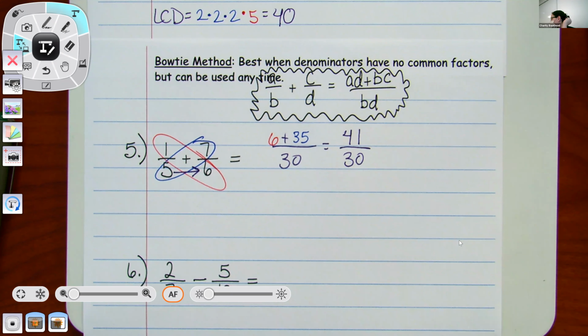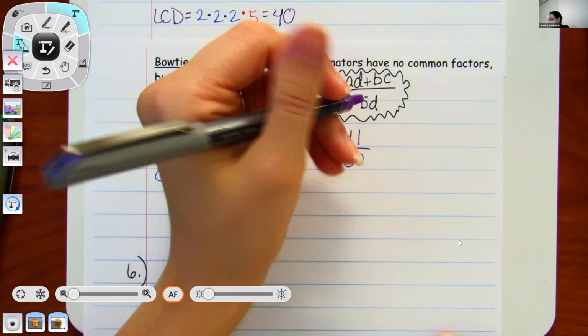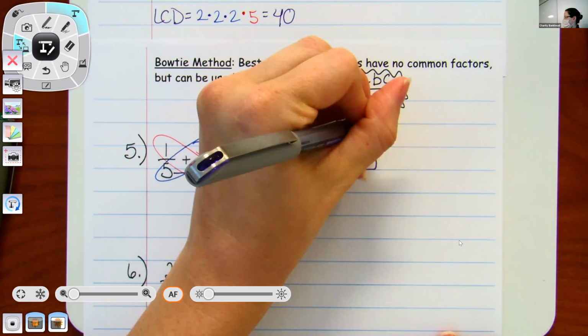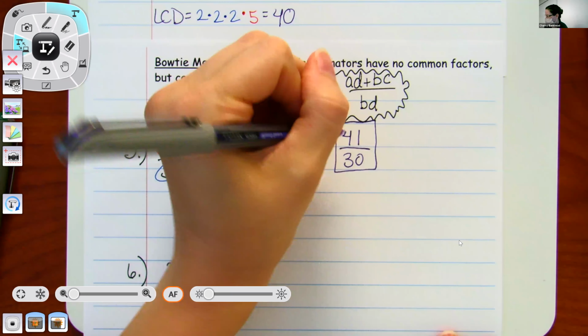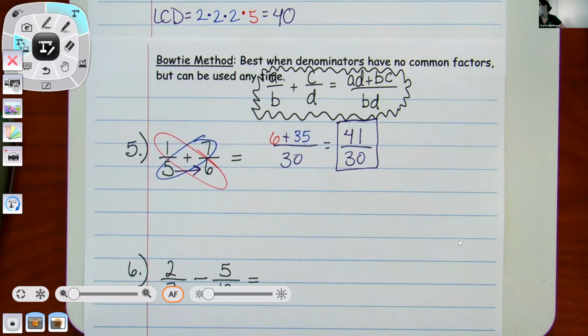Any questions? Come on now. Y'all okay with this answer? Don't have any objections? So, yes, we're going to leave it like that.